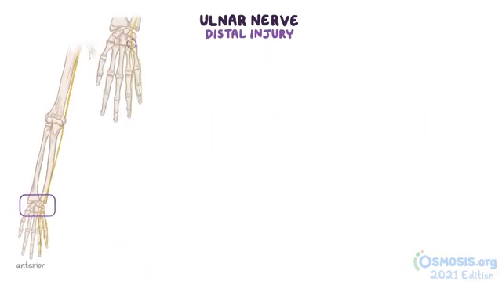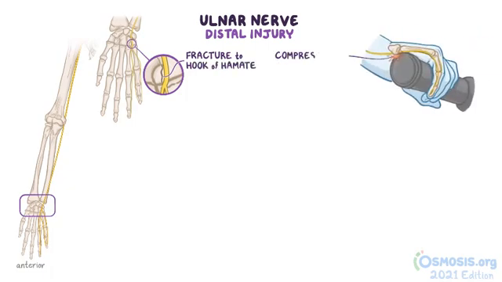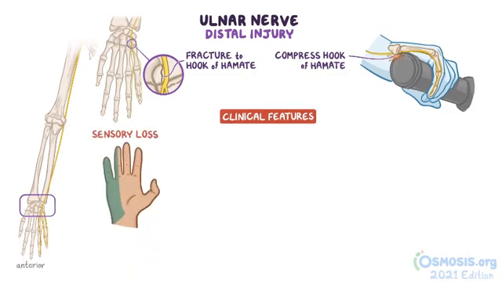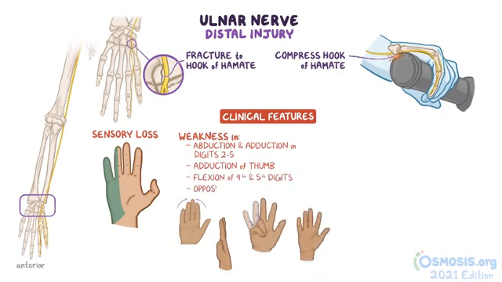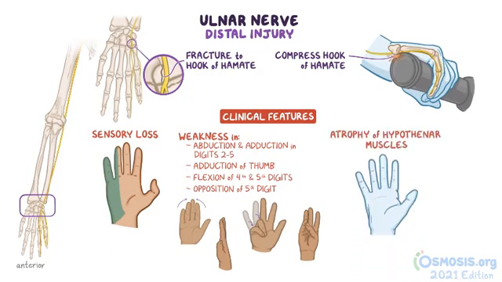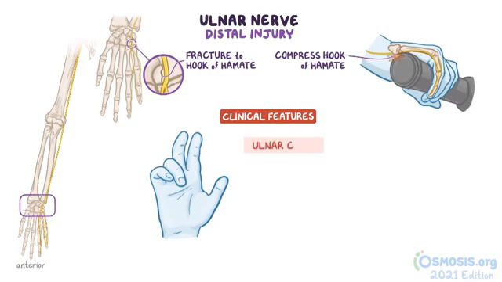In a distal ulnar nerve injury, like a fracture to the hook of the hamate bone, or when cyclists compress the hook of the hamate bone when holding onto handlebars, there's numbness and sensory loss to the medial 1.5 digits, weakness in abduction and adduction in digits 2 to 5, weakness in the adduction of the thumb, weakness in flexion of the fourth and fifth digits and opposition of the fifth digit, as well as hypothenar eminence atrophy. It also manifests clinically as an ulnar claw.